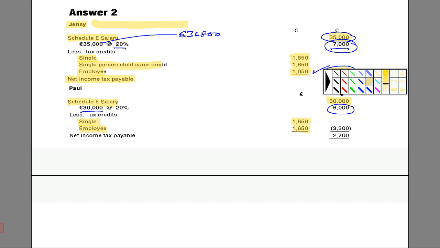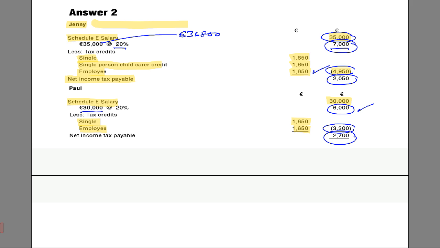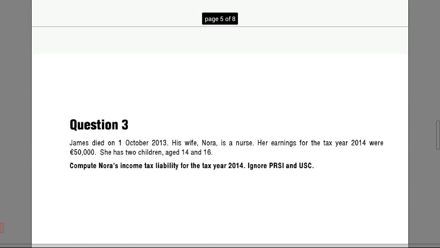So what does that give us? That basically gives us total credits of 3,300 less what we have here in terms of the liability. The difference between the two is the income tax payable of 27. So let's move on to our third question here.